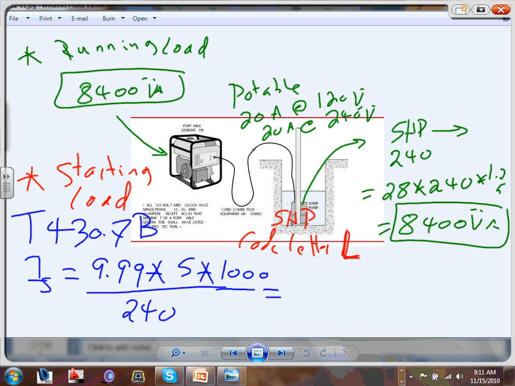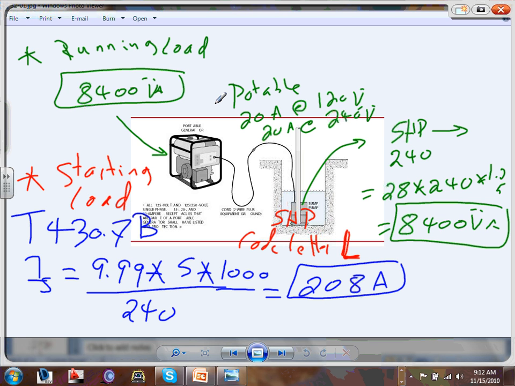Anybody has a calculator handy? What's the starting current? This is 208. Anybody came up with something different? 208. Okay, and this is the starting current.